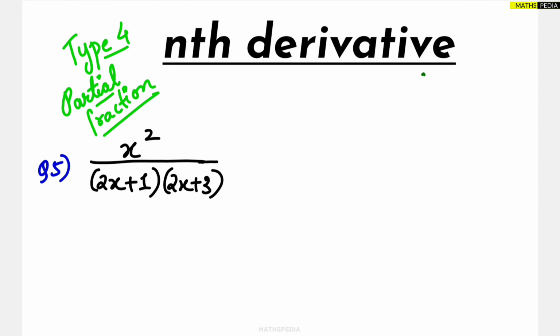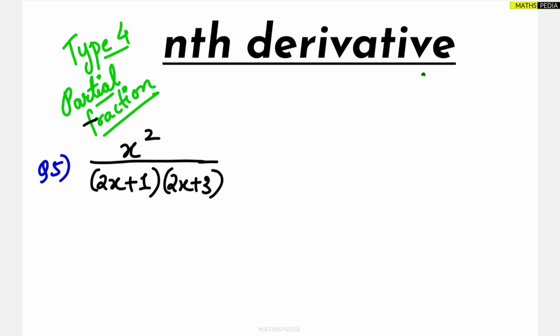So let us go for the fifth question. Okay, type 4, nth derivative, partial fraction method. So here the thing is that x square is in the numerator part, and in the denominator part if you expand it you will be getting 2x square. Again it is the same power. So x square is the denominator's highest power, and the numerator also has x square.